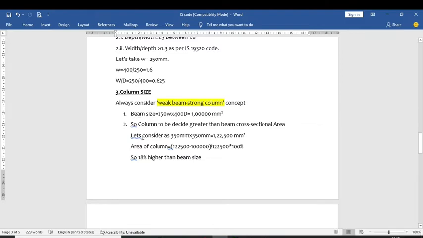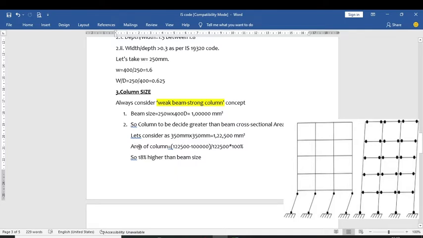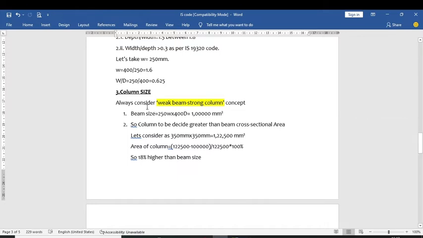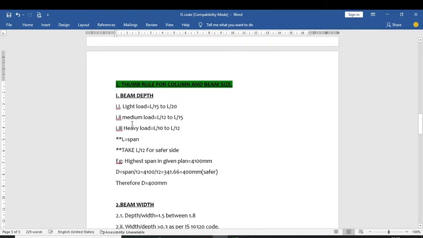So let's consider 350 mm by 350 mm for the column. If you check the net area of our column, it comes around 18% higher than the beam size. Using this concept, if you proceed for the designing, then at the first hit and trial only your structure will pass. So this is the basic thumb rule that you need to follow during the time of analysis.